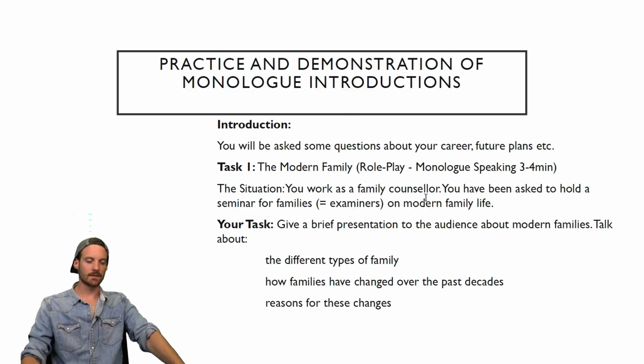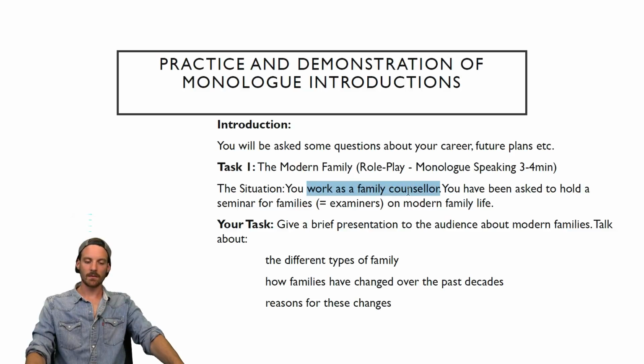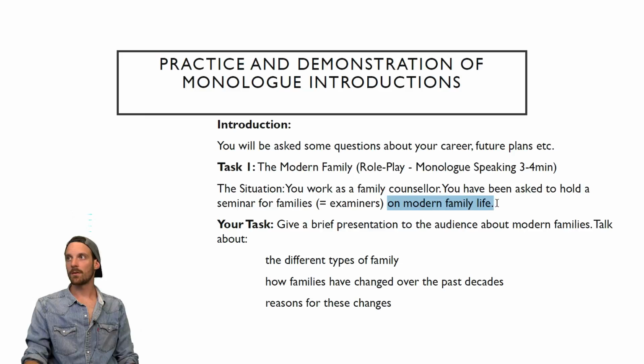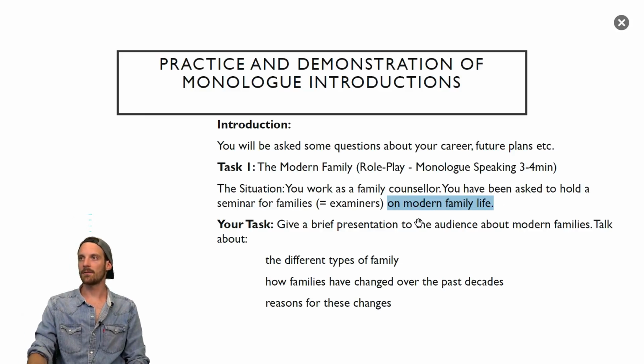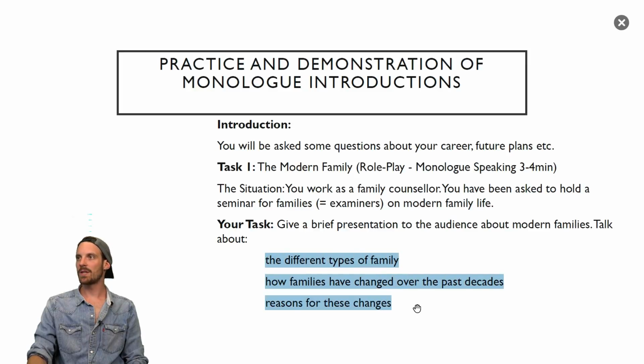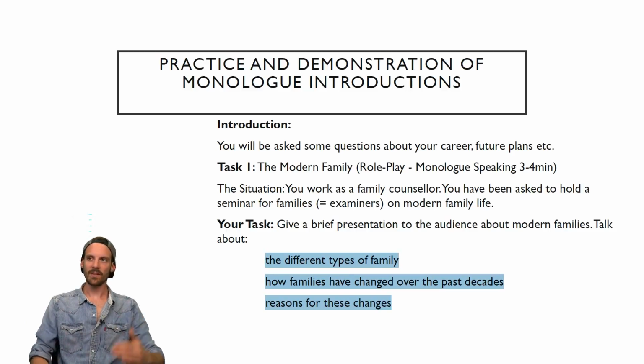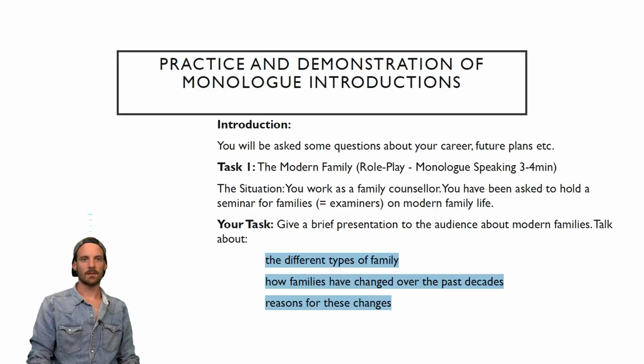In this case, it's the situation that you work as a family counselor, which you should highlight. Family counselor, you know who you are. You have been asked to hold a seminar for families, which is the audience. And the next thing is the topic, the objectives, basically on modern family life. Very important for the objectives, of course, are the 3 bullet points we list here. In this case, it's the different types of family, how families have changed over the past decades, and reasons for these changes. Try to integrate every bullet point and try to mention it at the beginning of your monologue.